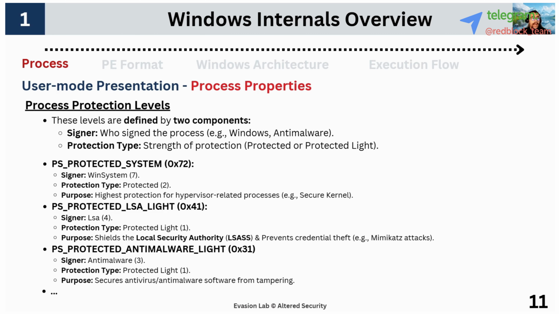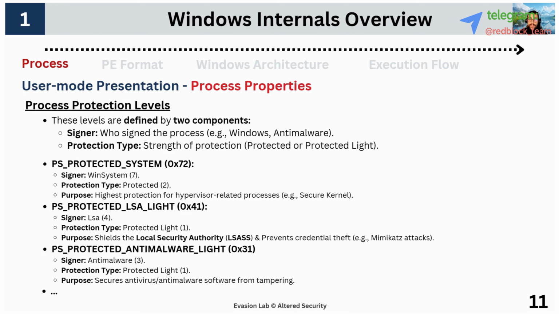Now let's see some very familiar protection levels. The first is the PS protected system, whose signer is the Win system, signed by the Windows system itself, and its protection type is protected. The Win system value is 7, and the protected value is 2, which forms the protection level value of 72 in hexadecimal. And the protection type is protected, which is the highest level of protection.